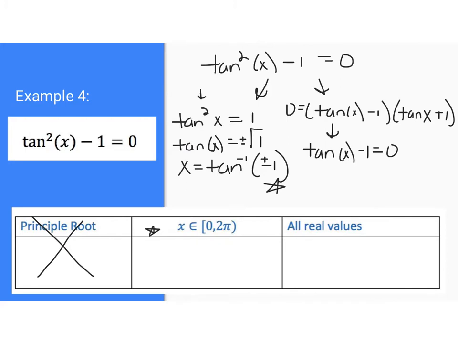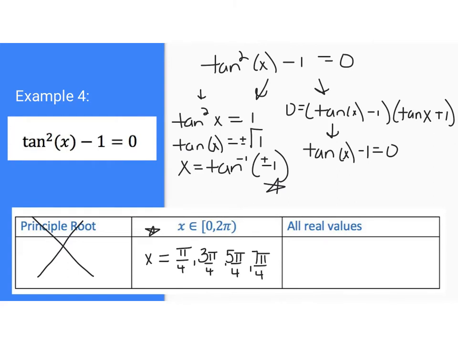So the first time we want to look at these directions is if I ask between 0 and 2 pi. So if I'm solving for x, and I want to know where x is equal to plus and minus 1, that's going to happen at the 45-degree one. So that's going to happen at pi over 4, 3 pi over 4, 5 pi over 4, and 7 pi over 4.